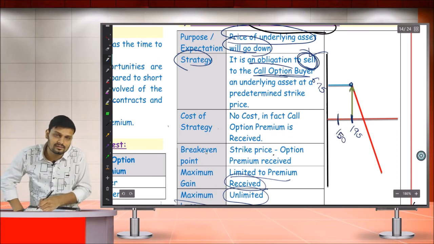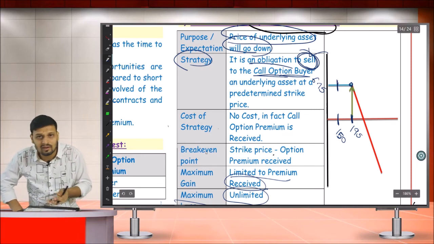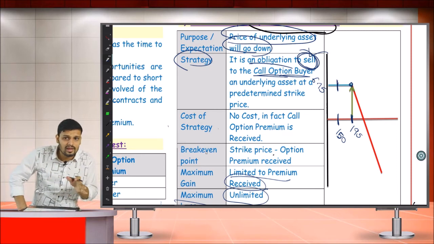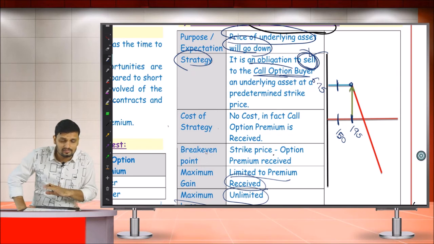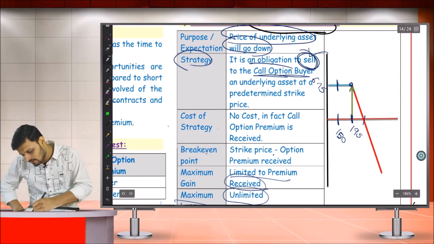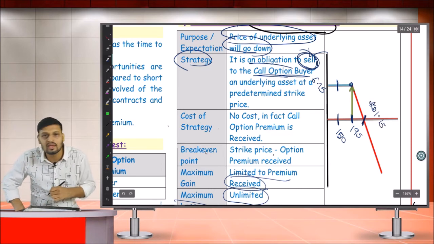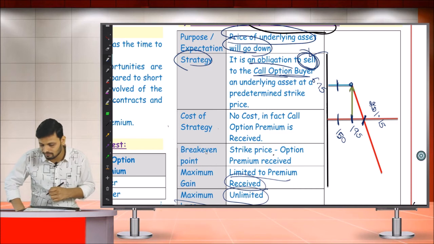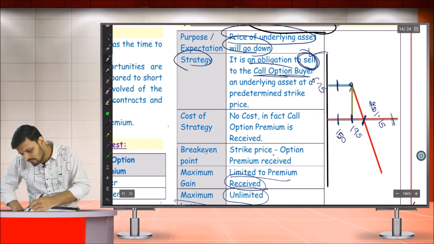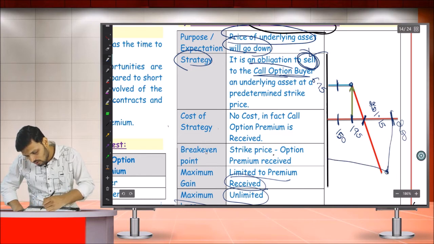He will not exercise it, right? So still the same premium, I have received it already. My gain will not increase, neither decrease. Here, this is the point of 201.15. At this point, it is a break-even point. If the share price keeps on increasing till 250, this will go to a loss of minus 48.85.